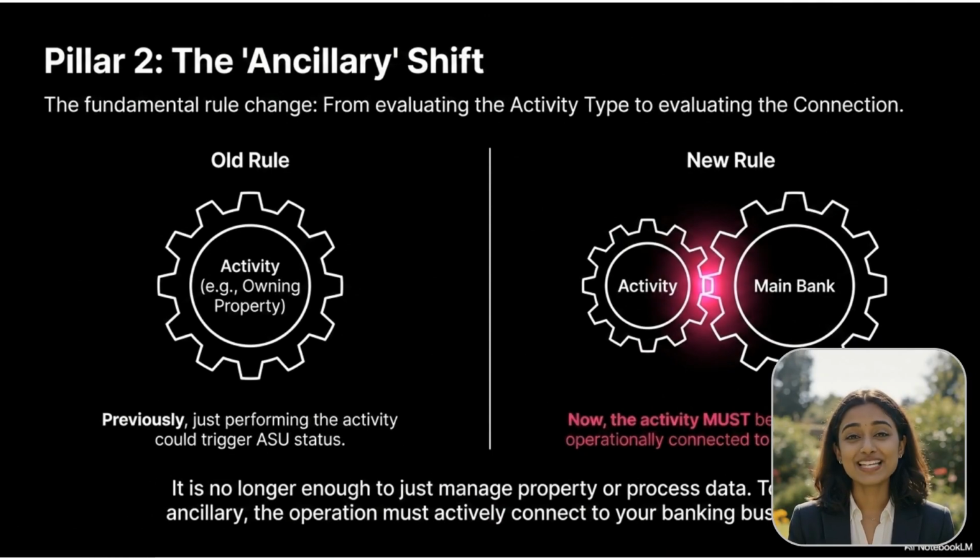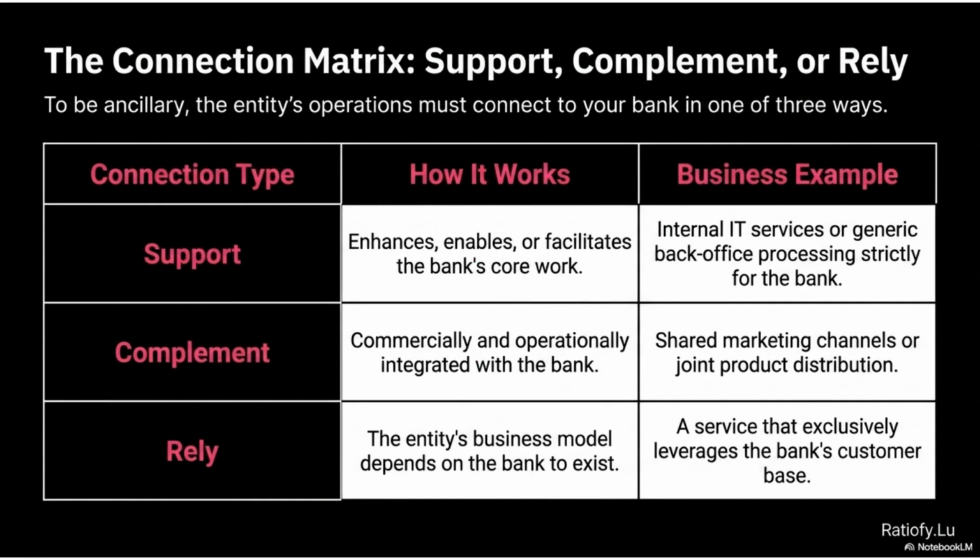Pillar 2 involves an ancillary shift. It is no longer enough to just perform a specific activity. The operation must now be economically or operationally connected to a banking group to be considered ancillary. The connection matrix outlines 3 ways an entity connects to your bank: by supporting core work, complementing the bank's services, or relying on the bank for its own existence.